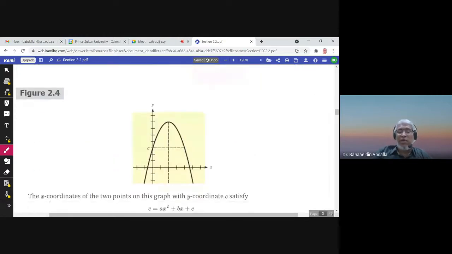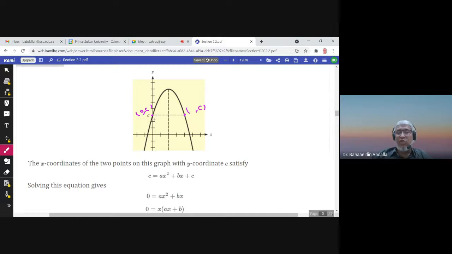So here, (0, c), this point is a point on the parabola. Now, since this is an axis of symmetry, there is another point here that has y coordinate c. Well, here we have (0, c). But what would be the x coordinate here? Okay, how can we find it? Well, we can find the intersection points between this line, y equals c, and the parabola. So let us write ax squared plus bx plus c equals c to find the intersection points.